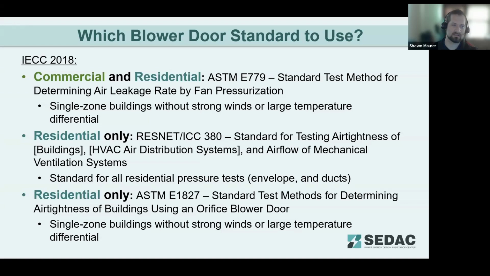On the residential side, the ResNet ICC 380 is the most different from these because it also includes testing for duct pressurization and ventilation systems, so it has some of those additional residential tests that are required, where the other two standards from ASTM focus specifically on pressurization of the building envelope for leakage detection. So largely these standards are interchangeable on the blower door side. The ResNet 380 standard is what we use for the blower duct blaster testing for duct leakage testing.